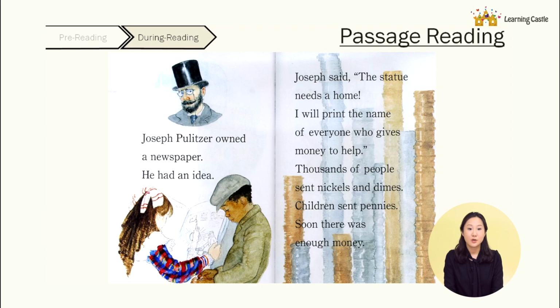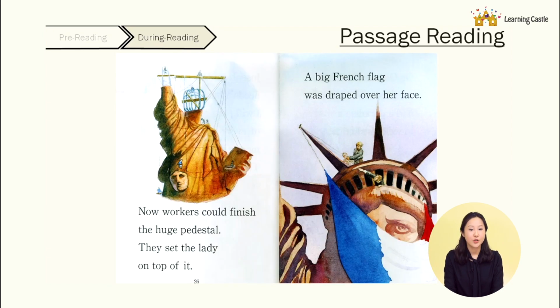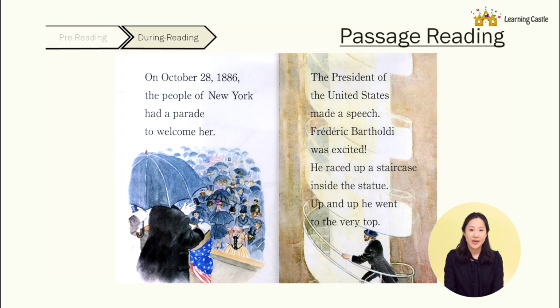Joseph Pulitzer owned a newspaper. He had an idea. Joseph said, "The statue needs a home. I will print the name of everybody who gives money to help." So thousands of people sent nickels and dimes, and soon they had enough money. So now workers could finish the huge pedestal, and they set the lady on top of it. And on October 28, 1886, the people of New York had a parade to welcome her.